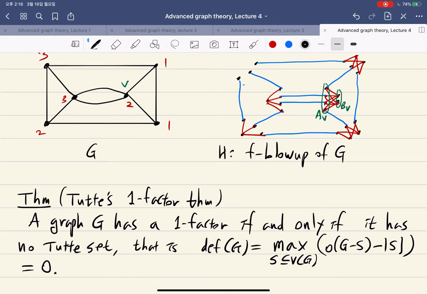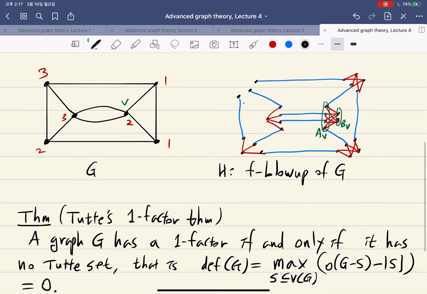Okay, so this is lecture 4 of advanced graph theory. Last time we learned about the application of flow theory to matching, and we also went over the Tutte 1-factor theorem, which we have learned in undergraduate graph theory. And then we learned about this concept of F-factor.